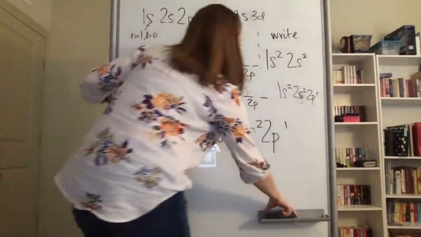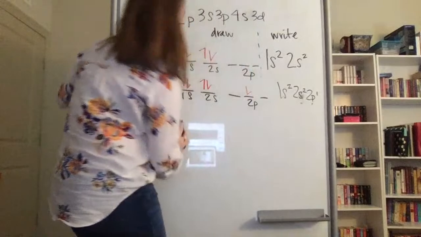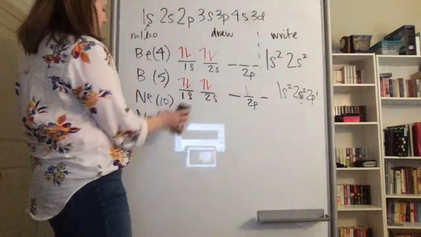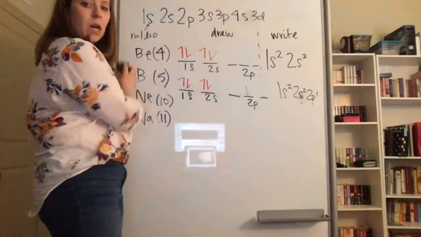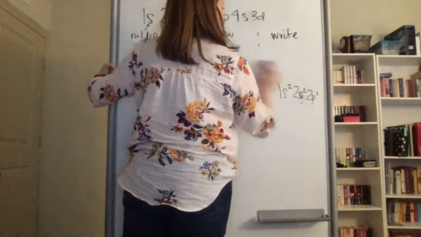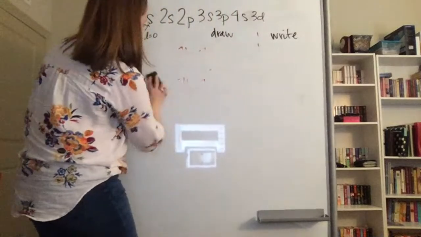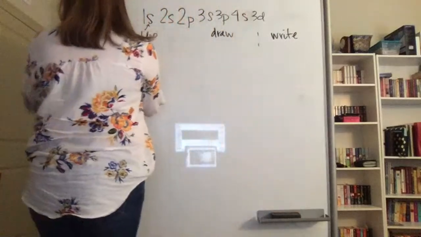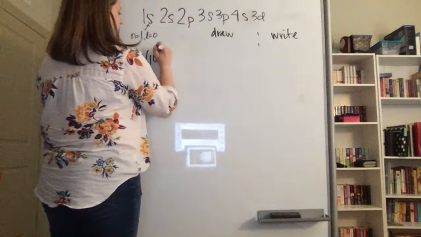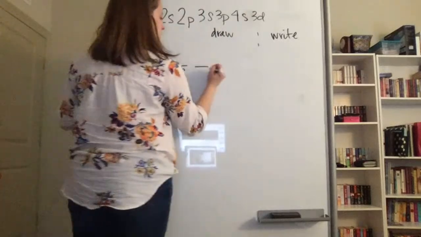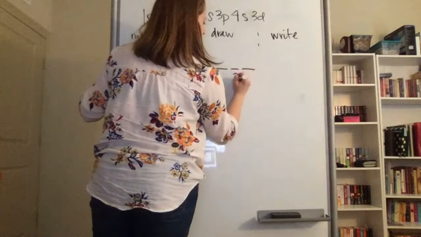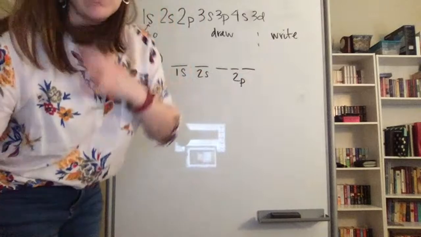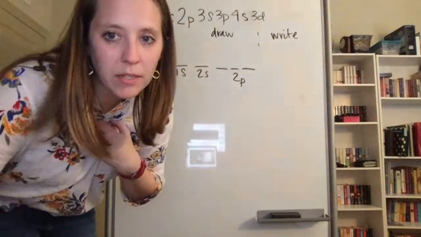So let's see. If we think about sodium, I'm going to erase this stuff up here, and we're going to move up. So now let's look at neon, which has 10 electrons. So we have the 1s, the 2s, the 2p.